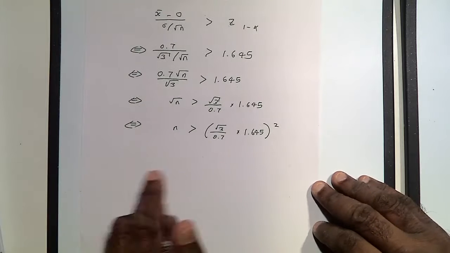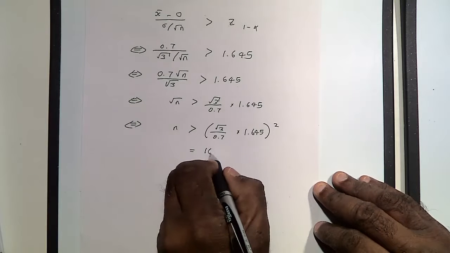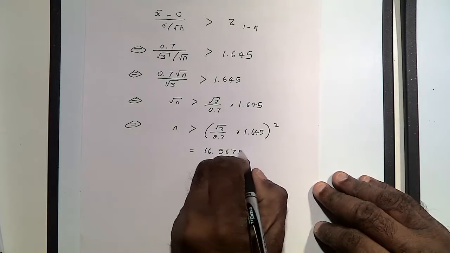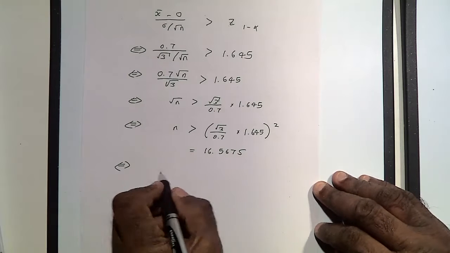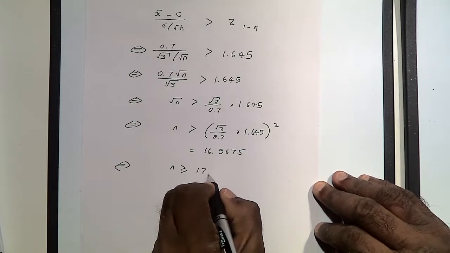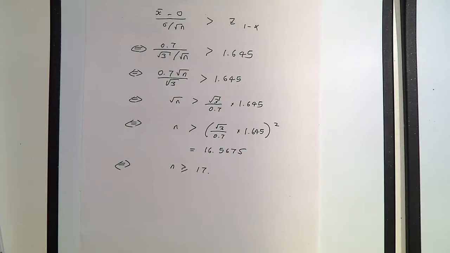If you work this out using a calculator, this will be equal to 16.5675. Because n cannot take a decimal number, n has to be greater than or equal to 17. Is that clear, guys? So the smallest sample size for the rejection rule to hold is 17. Any questions so far?